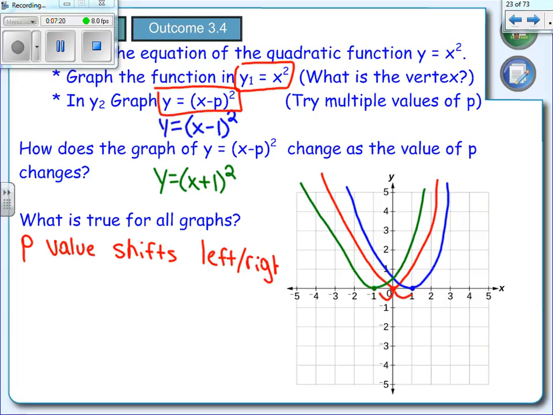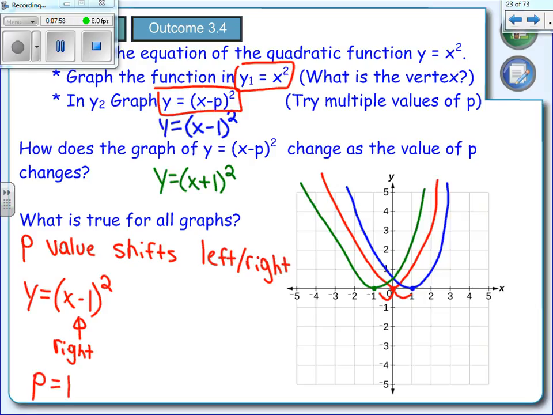Now this one's a little bit tricky because that minus sign kind of screws things up for us. So when we see a minus, for instance, y equals x minus 1, if we visually see it like that, that means it's right. So it's going to move to the right. However, the actual p-value that we've chosen is positive. So the p-value there is 1.